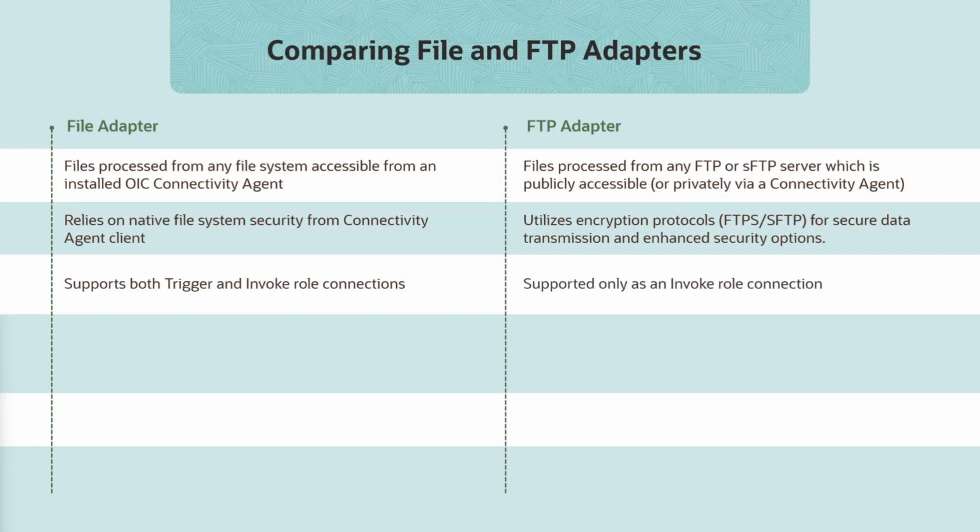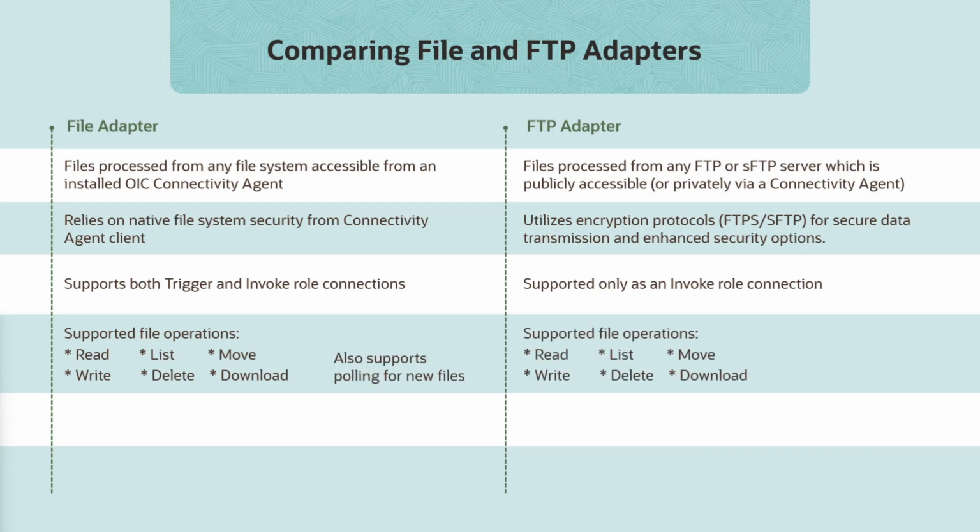Only the file adapter can be used to trigger an integration flow, and while the supported invoke role file operations are the same, again, polling with the connectivity agent is limited to the file adapter. However, only the FTP adapter connection can be configured to support encrypting and decrypting files automatically during file write, read, or download, leveraging PGP cryptography without having to handle that within the integration flow.